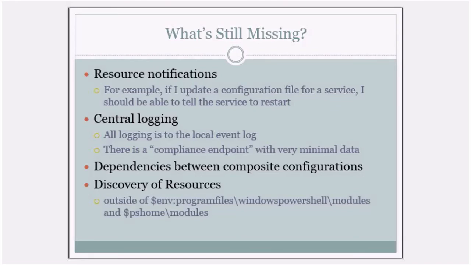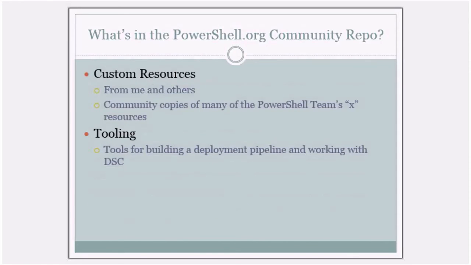In V4, your resources, composite or otherwise, have to be either in PS Home modules or env program files, Windows PowerShell modules. If you create a PS module path extension that the system can see outside of those, it won't find resources there until V5. It does work in V5 previews, but it does not work in V4. And there's probably still some other stuff there. Those are some of the highlights, though, of things I'd like to see, and some of the things that may be coming in V5.